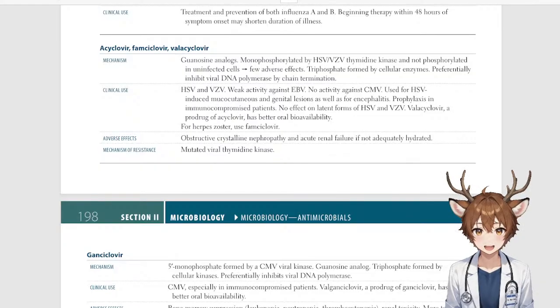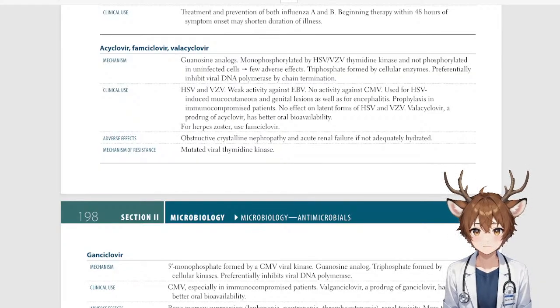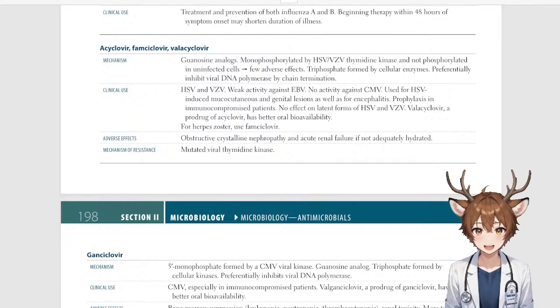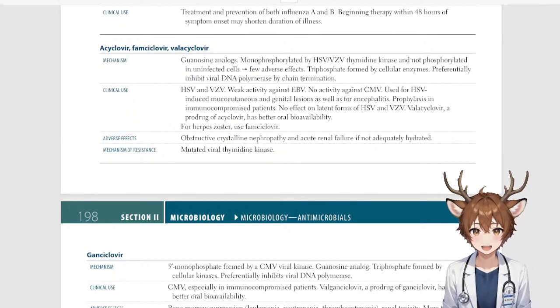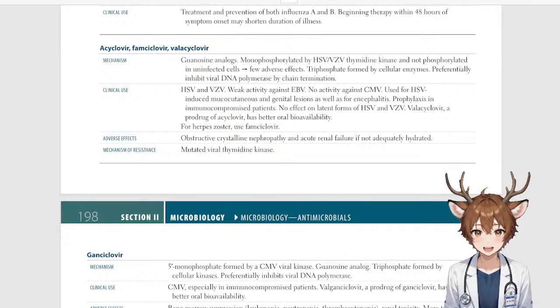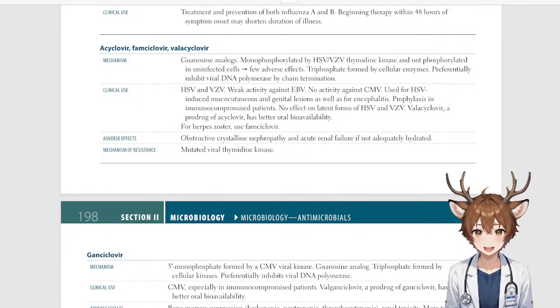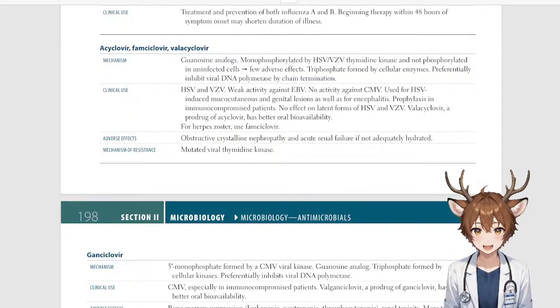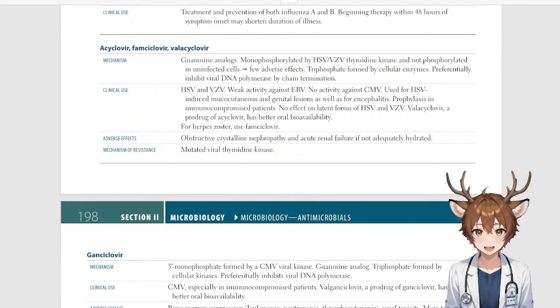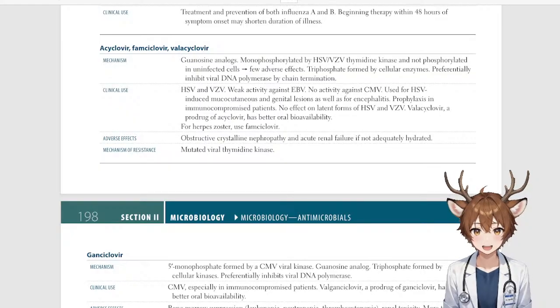What about acyclovir, famciclovir, and valacyclovir? Mechanism: guanosine analogs, monophosphorylated by HSV/VZV thymidine kinase, and not phosphorylated in uninfected cells, leading to few adverse effects. Triphosphate formed by cellular enzymes preferentially inhibits the viral DNA polymerase by chain termination. Clinical use: no activity against CMV because CMV lacks the thymidine kinase necessary to activate guanosine analogs.